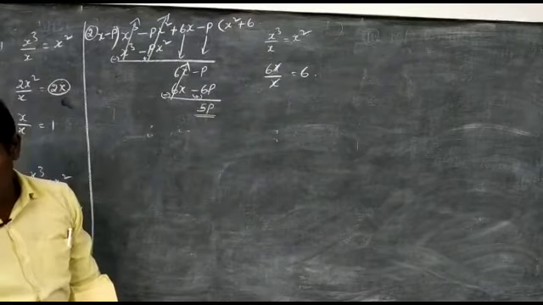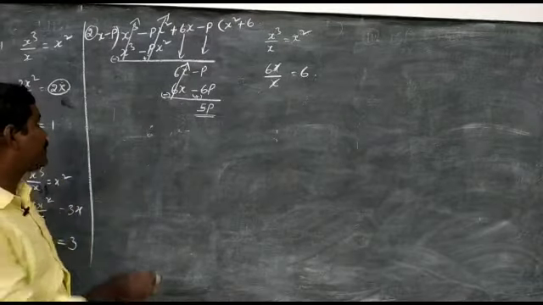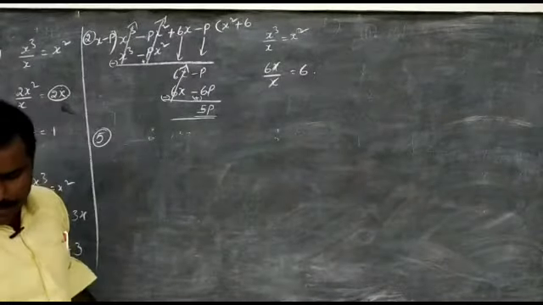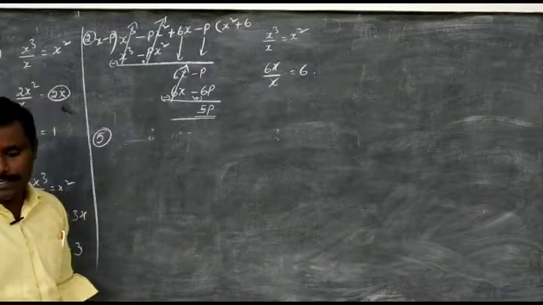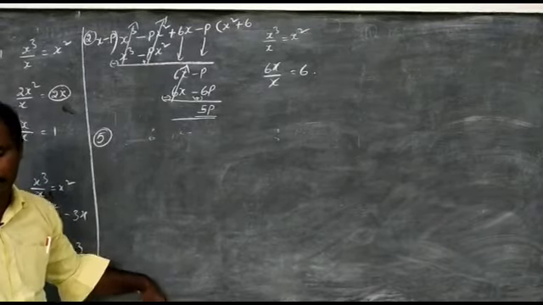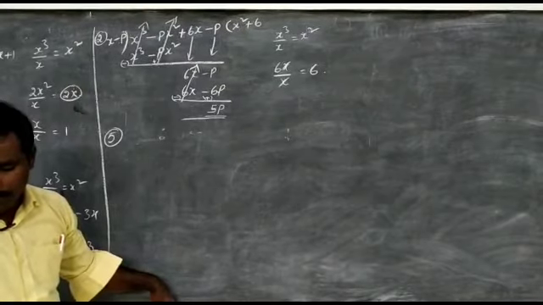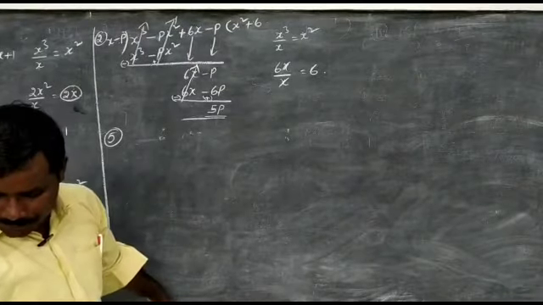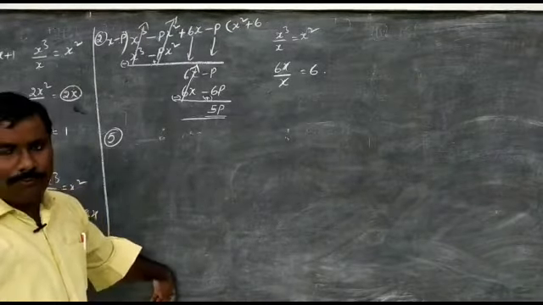Like this you can complete the remaining problems. I will explain one more, the fifth problem. x cube plus ax square plus 3x minus 5 and x cube plus x square minus 4x plus a leave the same remainder when divided by x minus 2, find the value of a.